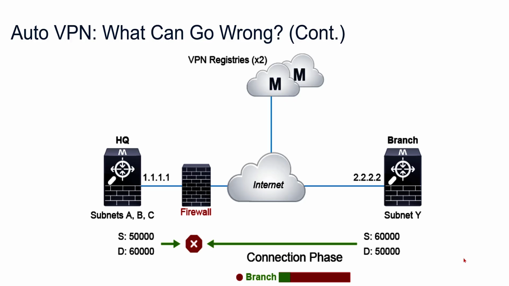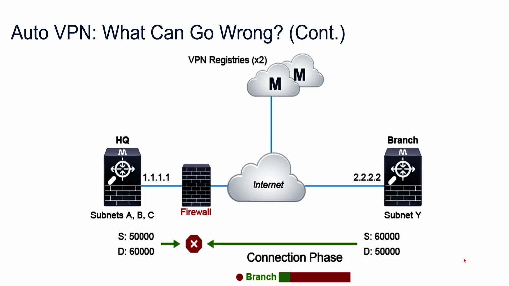Remember, AutoVPN uses 32,768 to 61,000 ephemeral UDP ports, not fixed ports. So during the connection, no problem. They can set up the connection, HQ to branch and branch to HQ, because of the UDP hole punching process. But if the firewall doesn't allow return traffic or blocks those high UDP ports, or it doesn't maintain the state properly, then the NAT entry is never complete. We don't get bidirectional flow, and the tunnel's not going to establish.